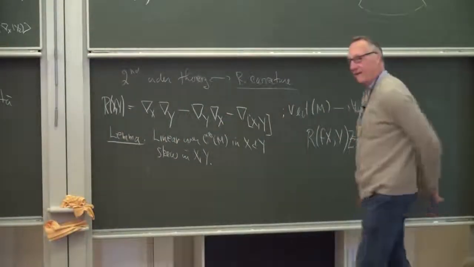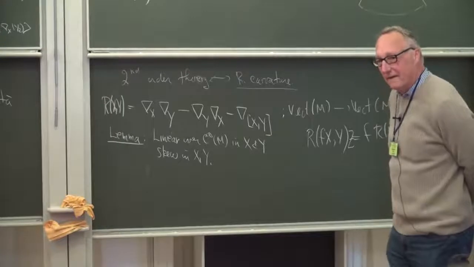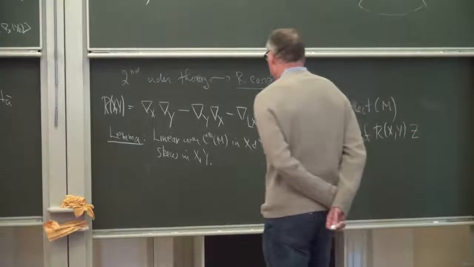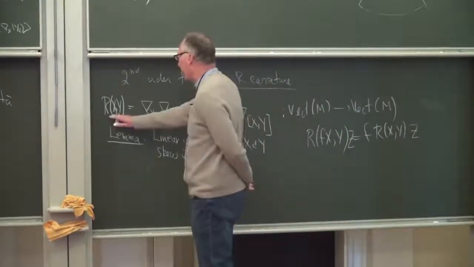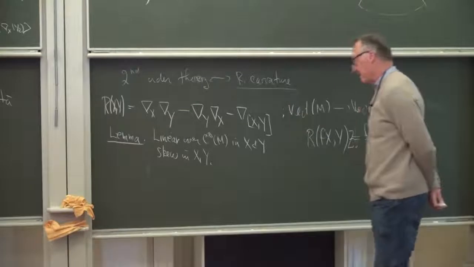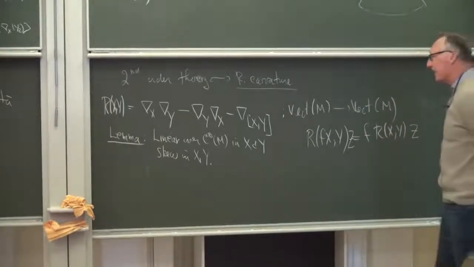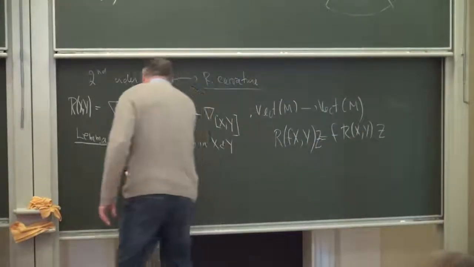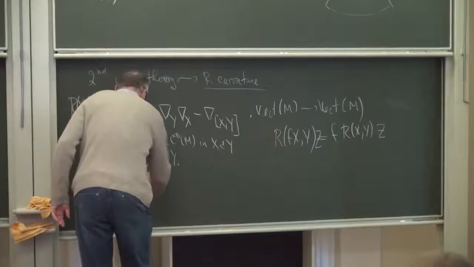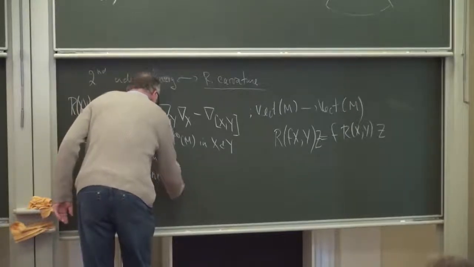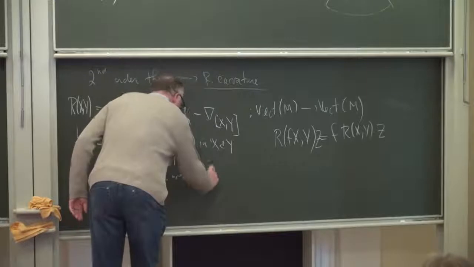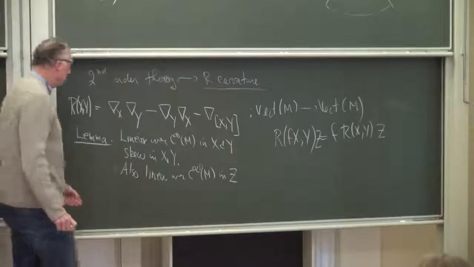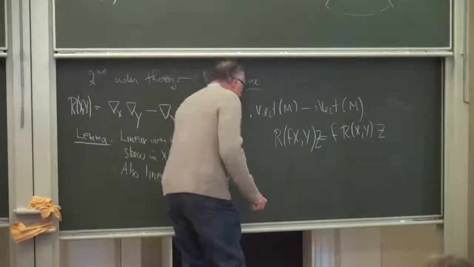So you just write this out, and you see it's linear over the functions. Does this lemma imply that R is a tensor? That's right. So it is a section of a vector bundle. That's right. So this makes R tensorial in X and Y. But it's even better than that. It's also linear over the functions in Z.